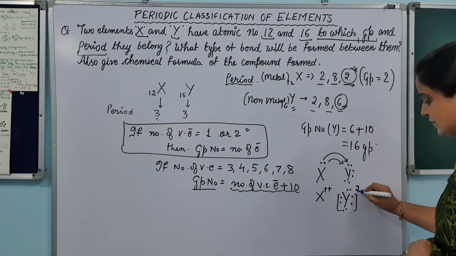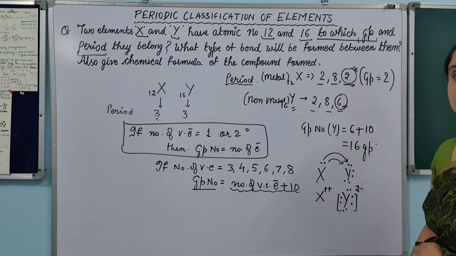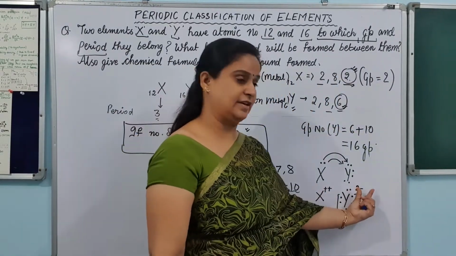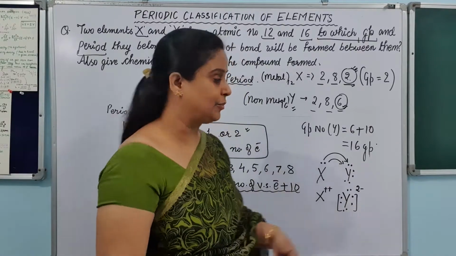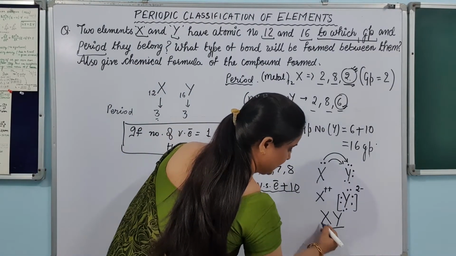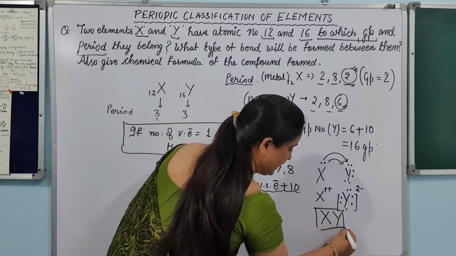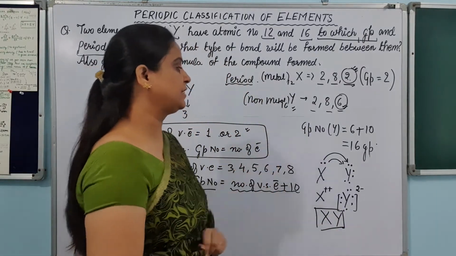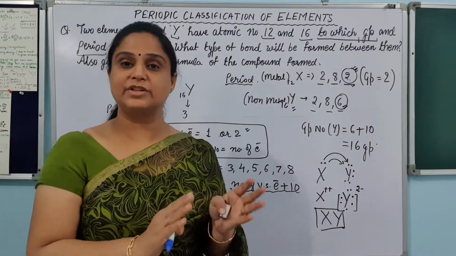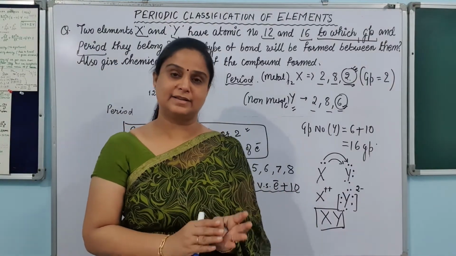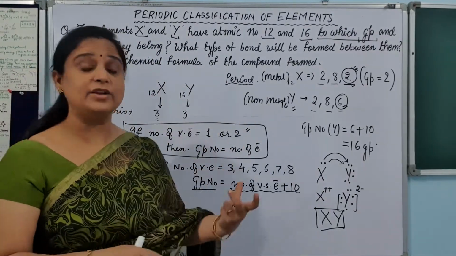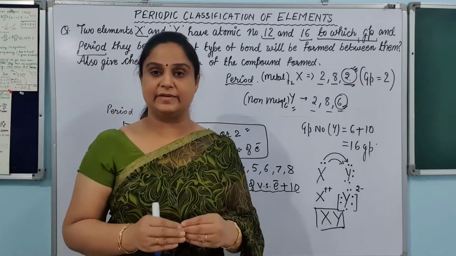So how much charge will appear on Y? This much. So on X, plus 2 charge, on Y, minus 2 charge. Overall formula will come out as XY. The compound will be XY. The type of bond will be ionic bonding, because out of these two, one is a metal and another is a non-metal. So this is the way you are going to solve the question, one by one, step by step.